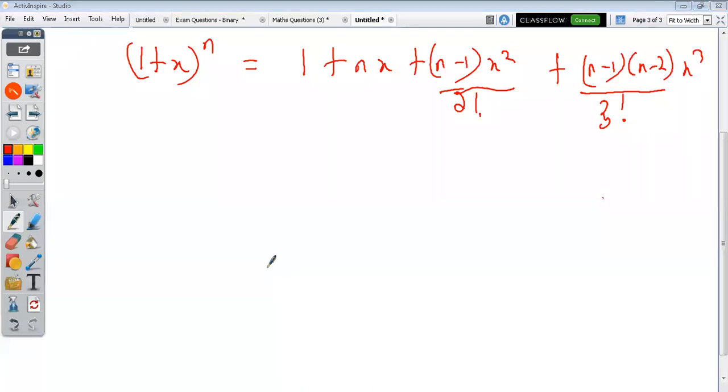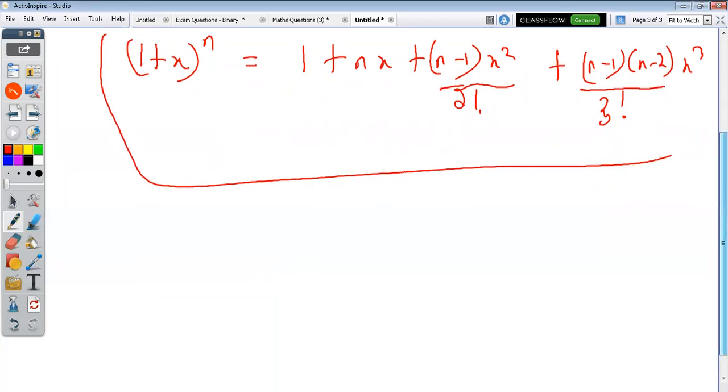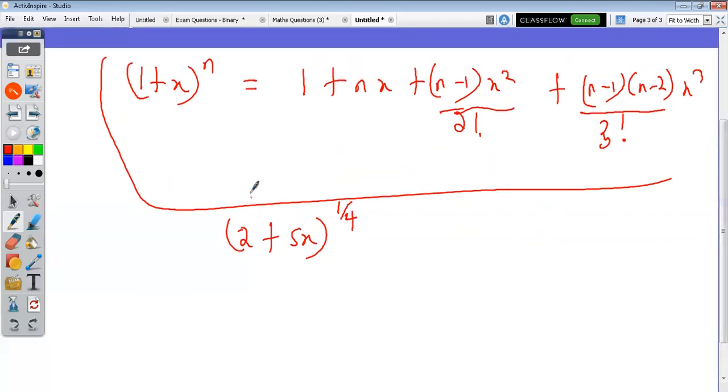And I think we have lost Anne, so I'm not sure what's happening. So just to show you how this works, this formula here works as long as this is 1. So before we look at the question, if you are given something like 2 plus, let's say, 5x to the power of, let's say, a quarter, this is not consistent with this here.